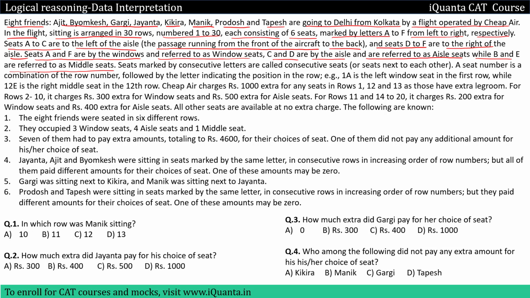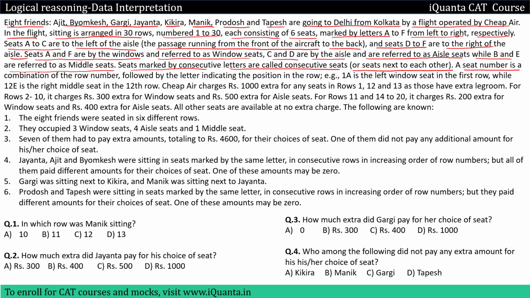You mostly know that A and F, those are the window seats. B and E, they are middle seats, and C and D, they are called the aisle seats. Seats marked by consecutive letters are called consecutive seats. So if I'm talking about seats A, B in a particular row, they'll be called consecutive seats, or seats next to each other.